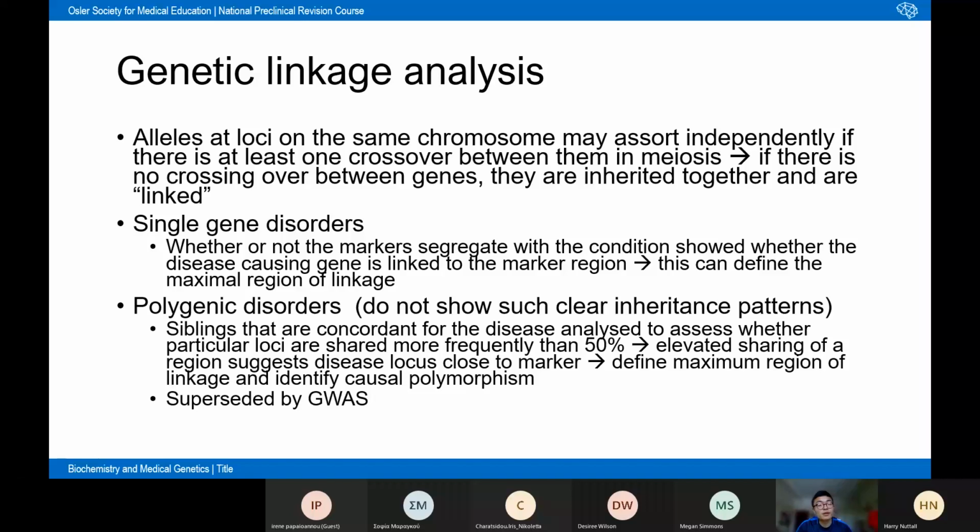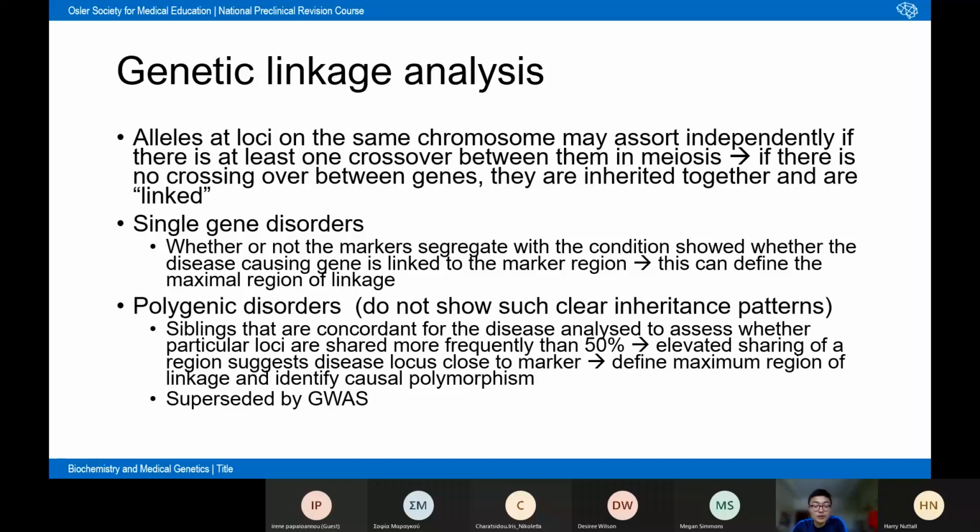For polygenic disorders, the inheritance patterns are a bit less clear, a bit more obscure, primarily because it's not just one gene involved. Traditionally, this has been tackled by looking for siblings that are concordant for the disease, and they're analysed to determine whether there are loci which they share more frequently than the 50% expected by chance. Elevated sharing of a given region suggests that the disease locus may be close to a given marker in siblings who both have a polygenic disorder. Subsequently, the maximum region of linkage can be identified, like we've talked about before, and a causal polymorphism can be found.